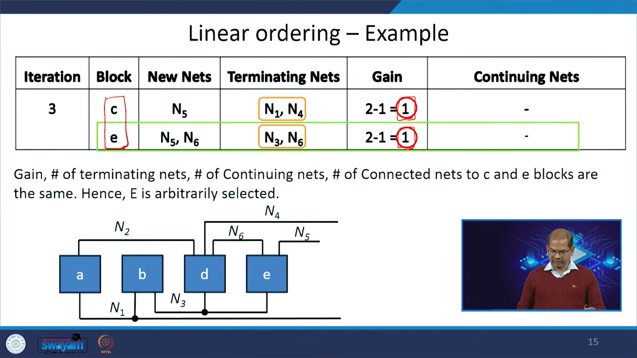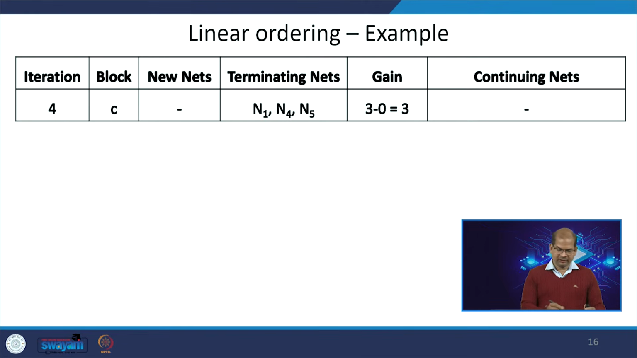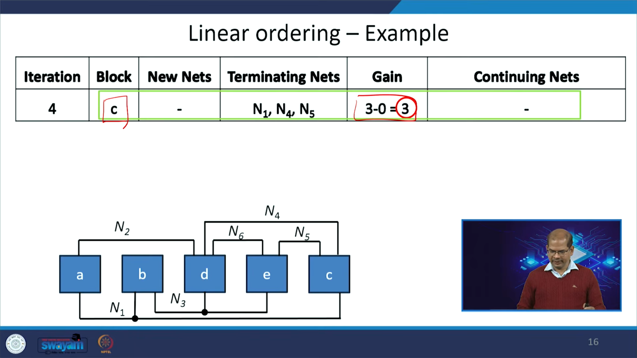We can choose the block E here. After I took the block E, now I have the last block C left, which has a gain of 3, and it has no containing net and there are no other options, only one option. So I have to choose the block C only. So this is the final linear ordering of the blocks, which is very much optimized in terms of wire length. This is called the linear ordering of the blocks, which is used for floor planning.